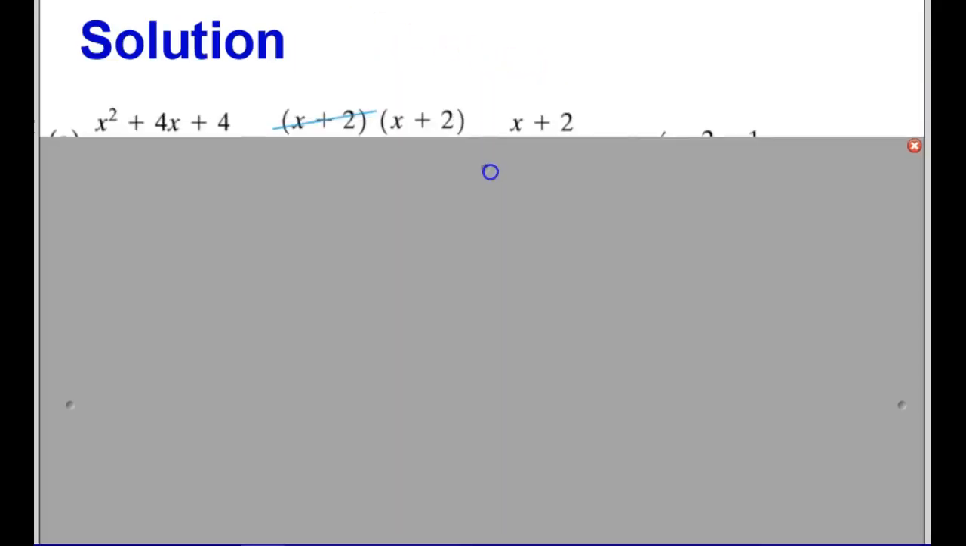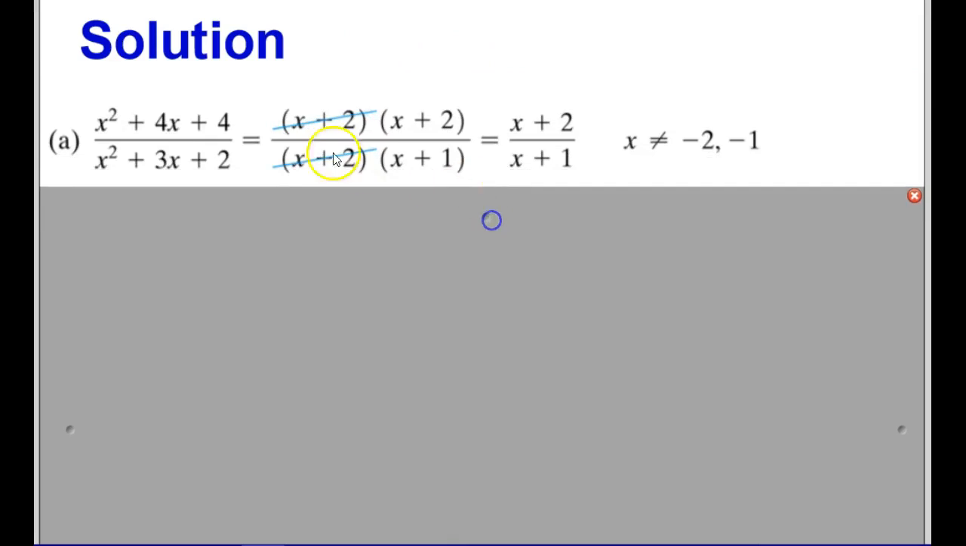So here's my solution, right? So I started with x squared plus 4x plus 4 in the numerator. So first I factor that, and I can factor using any of the ways I know how to factor. So that becomes x plus 2 times x plus 2. I also have to factor my denominator, x squared plus 3x plus 2. I can factor into x plus 2 and x plus 1. If you need some reminders on factoring, please come and see me and we'll just talk through that.